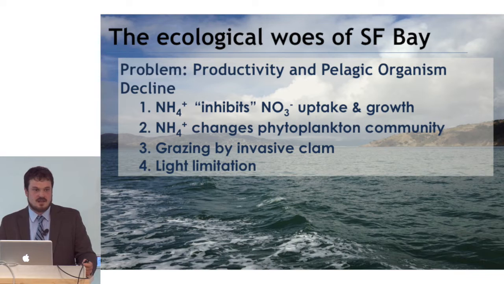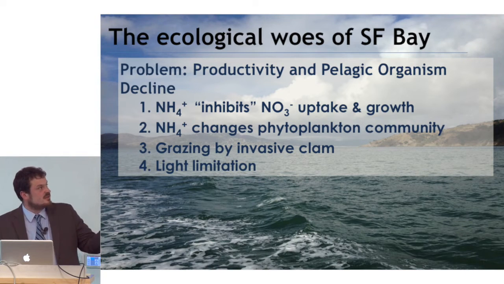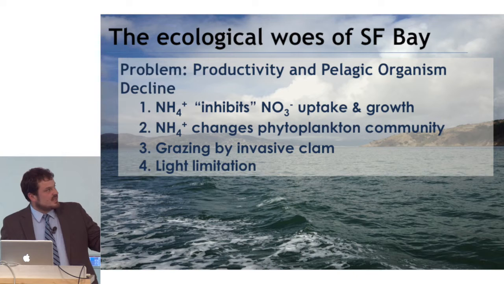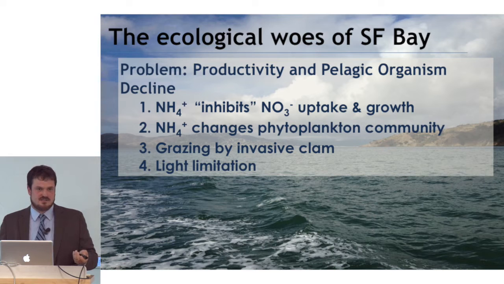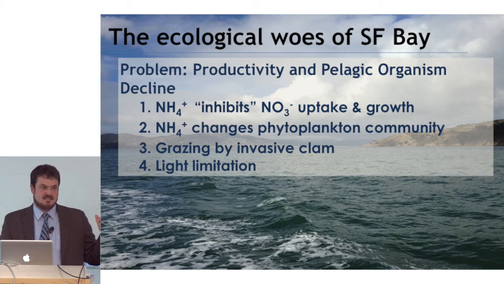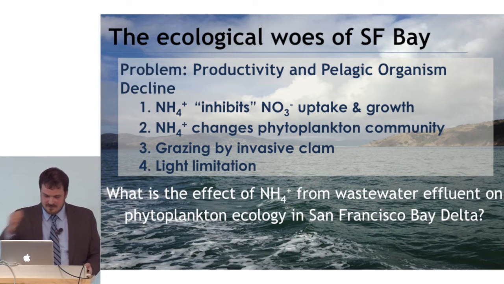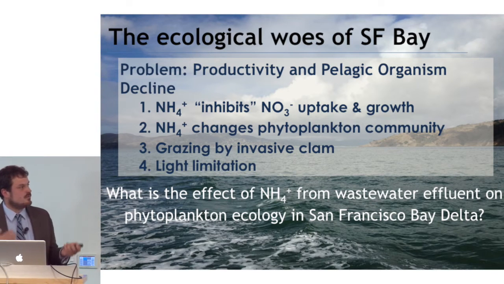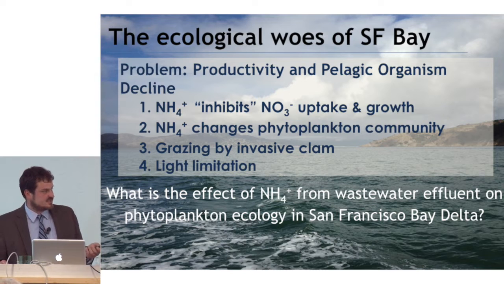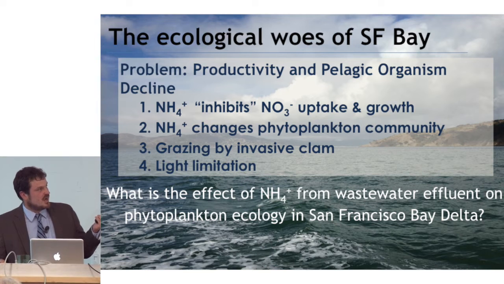There's light limitation of phytoplankton production. So there was a wastewater treatment plant that came online in the Sacramento River in the late 1970s, and the clam invaded in the 1980s. So both of these have a temporal component, but counterintuitively, light limitation is actually going down in San Francisco Bay. The euphotic depth has been going down over time because of lower amounts of sediment delivery. So the question that I'm investigating here is, what is the effect of ammonium from wastewater effluent on phytoplankton ecology in the San Francisco Bay Delta? So I'm really trying to take on both of these top 2 questions.